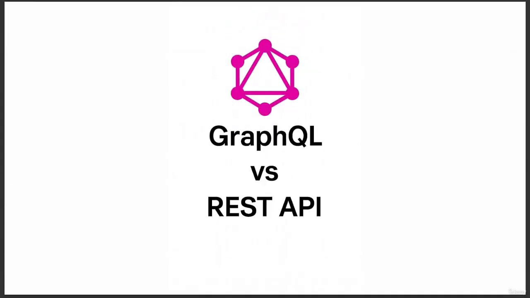Now that we understand what GraphQL is, it's natural to ask, how is it different from REST? REST APIs have been around for a long time. They've been the standard way of building APIs for over a decade, and they work well. But they do have some limitations, especially when building complex front-end applications. Let's break down some key differences between REST and GraphQL.